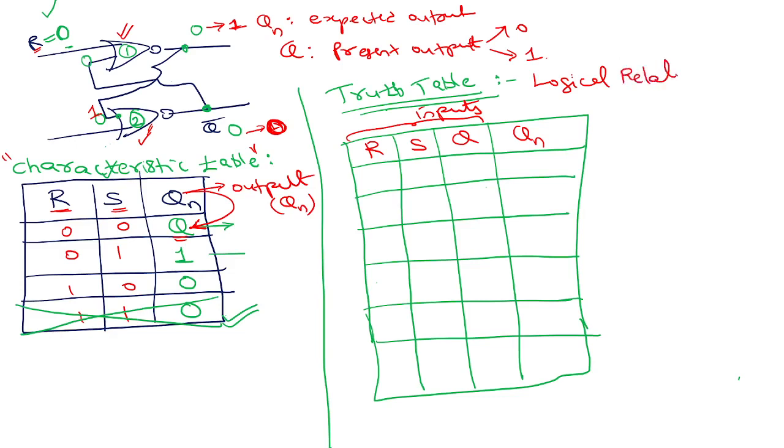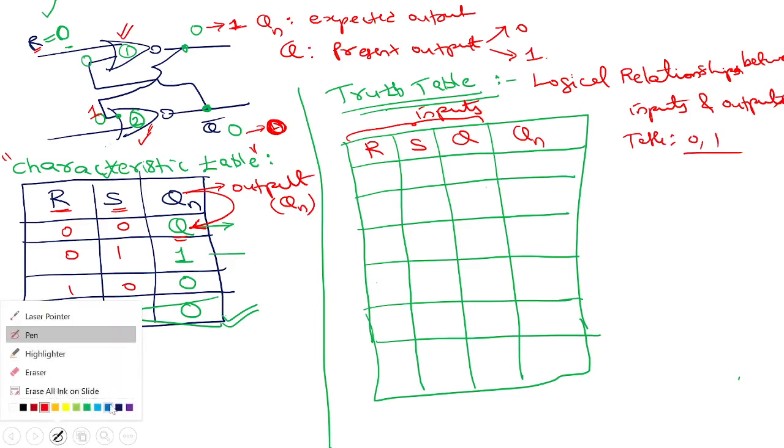Logical relationship between inputs and output means that the table should only contain zeros and ones. That's all, nothing else. That's one way of understanding the truth table and the characteristic table.